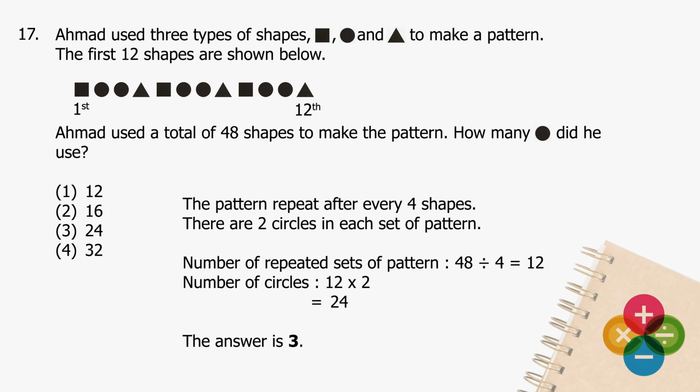The pattern repeats after every 4 shapes. There are 2 circles in each set of pattern. The number of repeated sets of pattern will be, divide 48 by 4, and the quotient is 12. The number of circles will be, multiply 12 by 2, and the product is 24. The answer is 3.